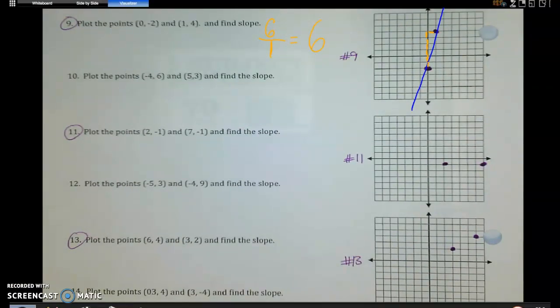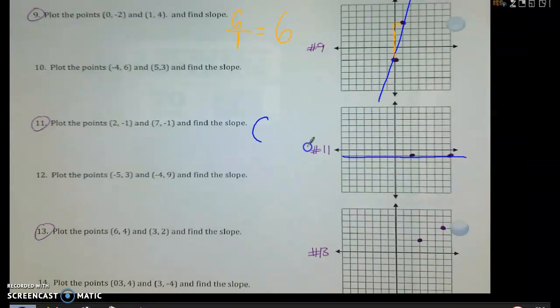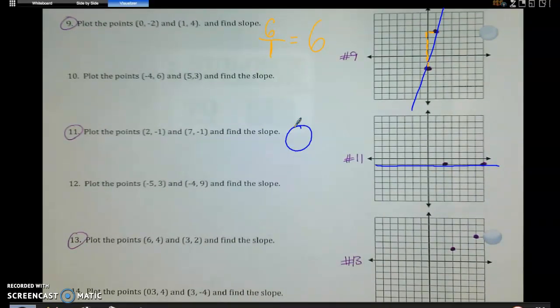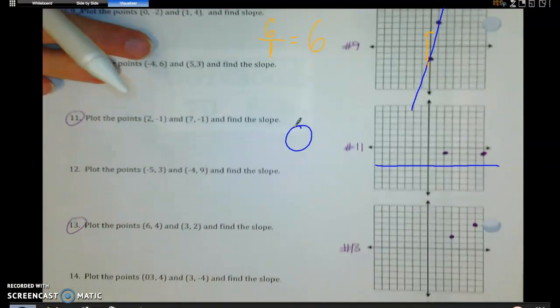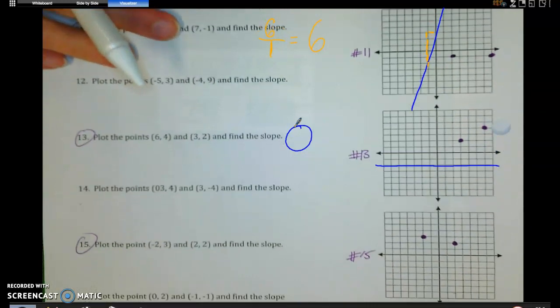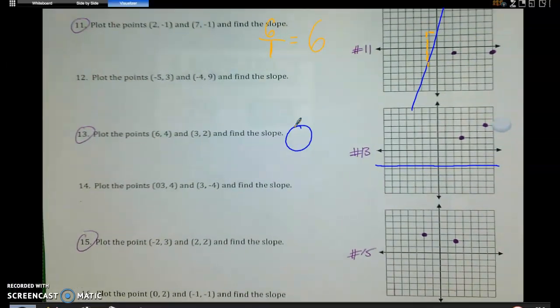Looking at number 11, when we connect our dots to make our line, that line is a perfectly horizontal line. That means that's one of our special line types. So the slope is just 0. Okay, go ahead and look at number 13 and 15, and then you're going to go ahead and finish that up. So 13, there are your points, and then 15, there are your points. So that you can check those and then determine the slope.